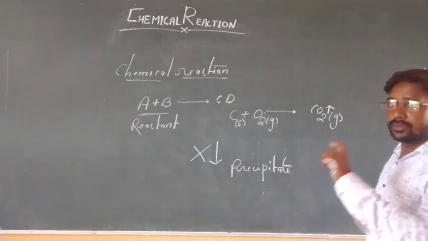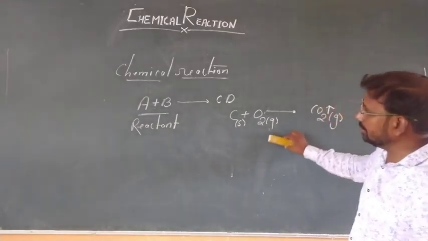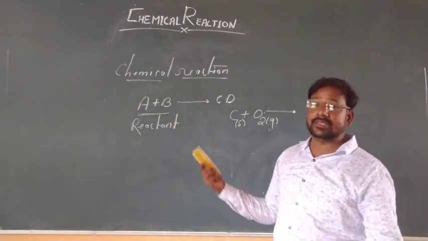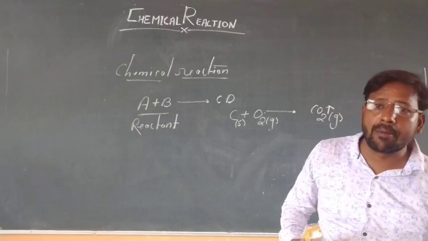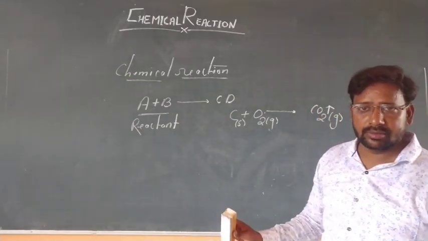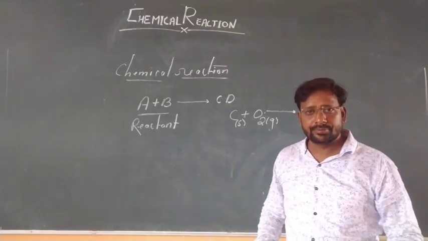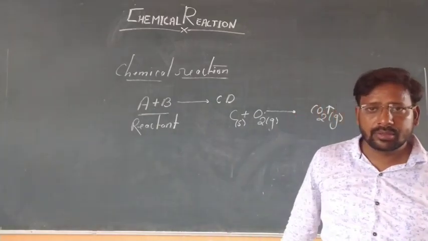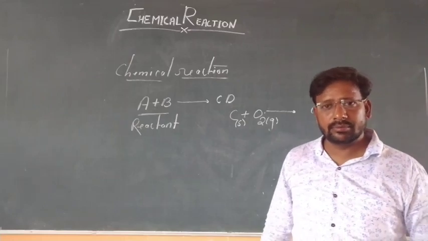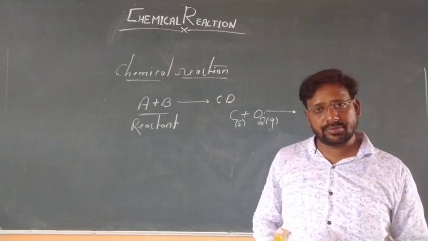So please note down your topic. It is a very important topic. So what is a chemical reaction? Whenever two or more substances combine chemically to form new substances, that is called a chemical reaction. That's it. You can give some examples: burning of paper, cooking food, making curd. All these are examples of chemical reactions.